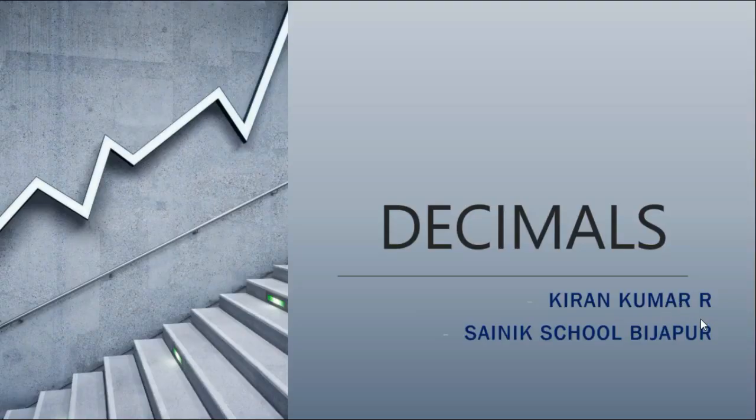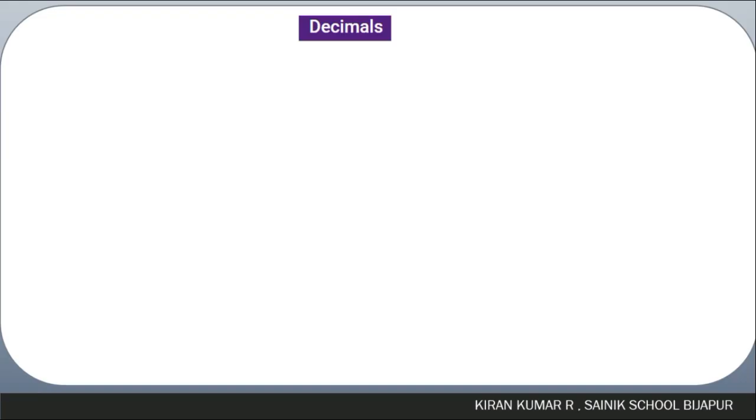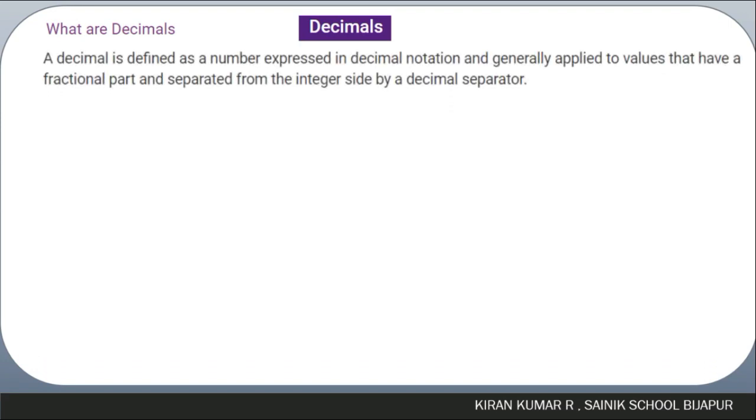Hello students, let us begin with a new chapter called decimals. It is in continuation with fractions, which was the 7th chapter of your NCERT textbook. Let us begin with the definition of decimal. What are decimals? A decimal is defined as a number expressed in decimal notation and generally applied to values that have a fractional part, separated from the integer side by a decimal separator.